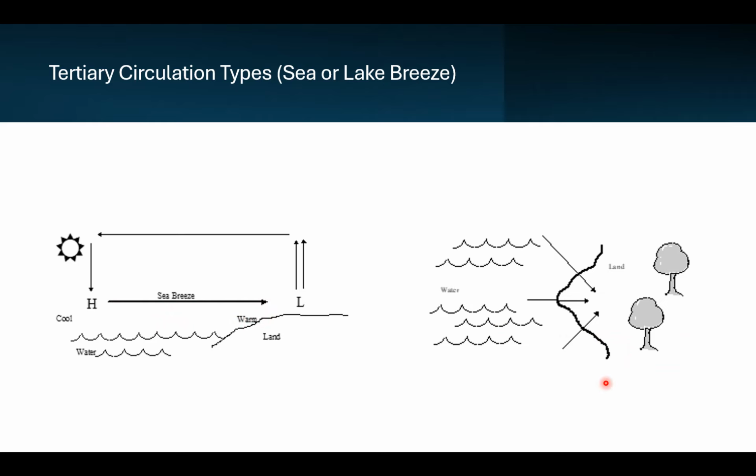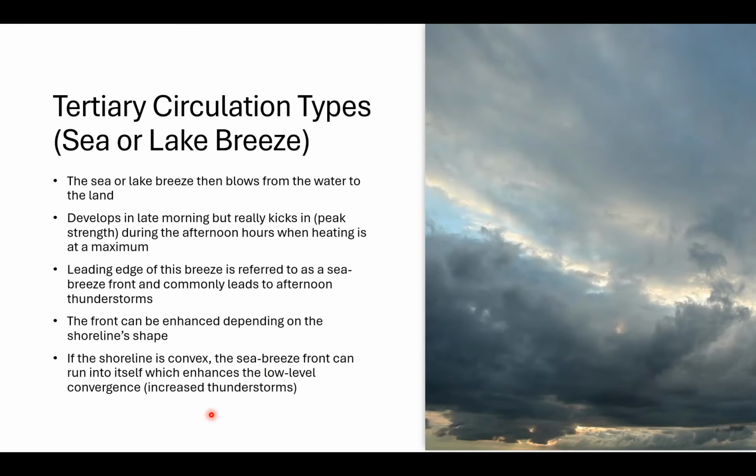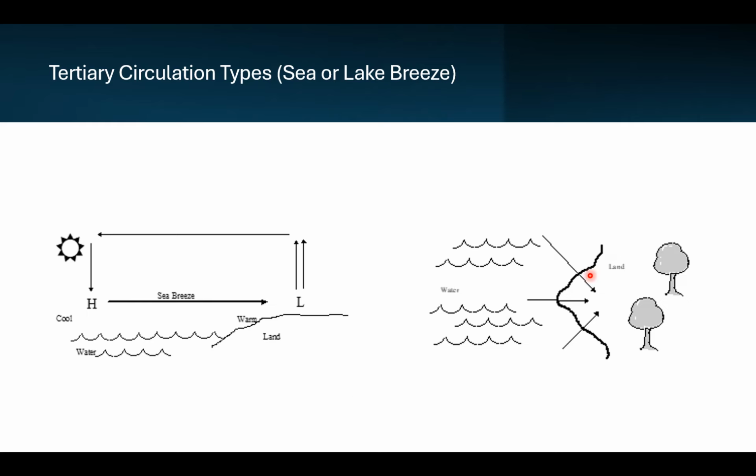Over here on the right, we're talking about the shape of the shoreline. If the shoreline's convex, the sea breeze can run into itself and increase that low-level converging air, increasing your thunderstorm coverage. See how this is a convex shaped shoreline here? So you can actually get these three different streams of air meeting each other at this point over the heated land, which is going to enhance your sea breeze convergence in general.